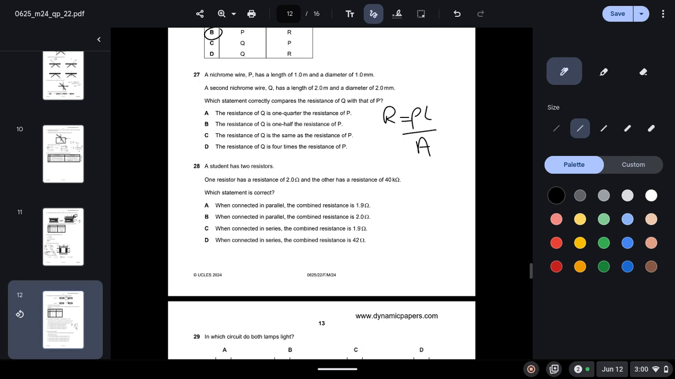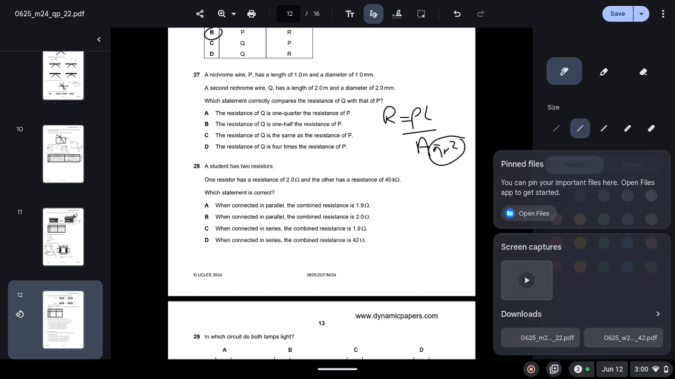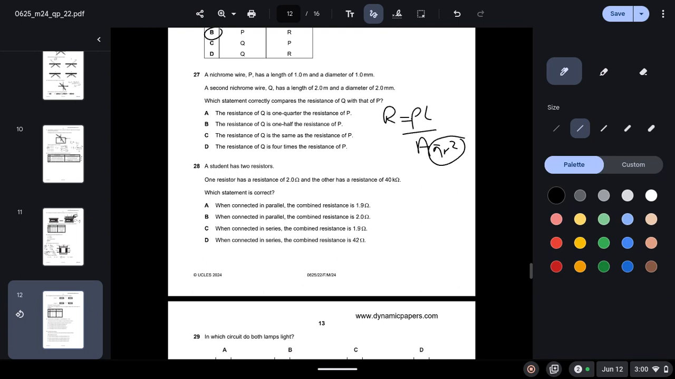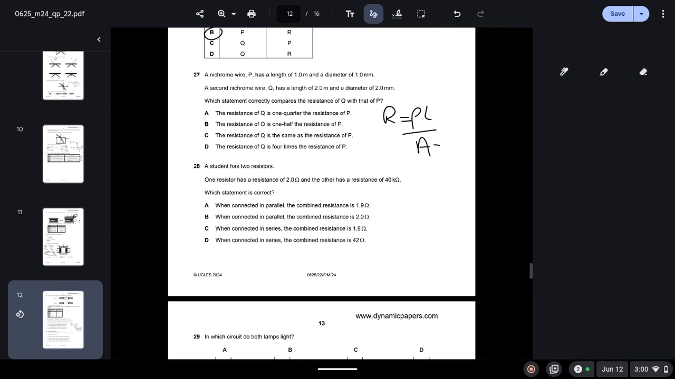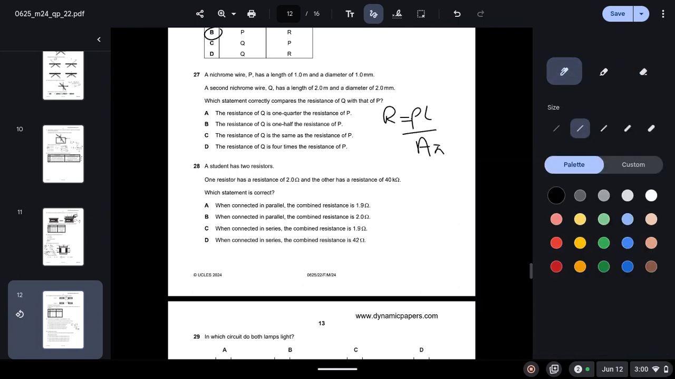So twice the diameter means that the resistance would decrease by a factor of 4, because area is pi r square. We square the diameter. You can also write it as pi d square over 4. So we can see that in area we square the diameter.